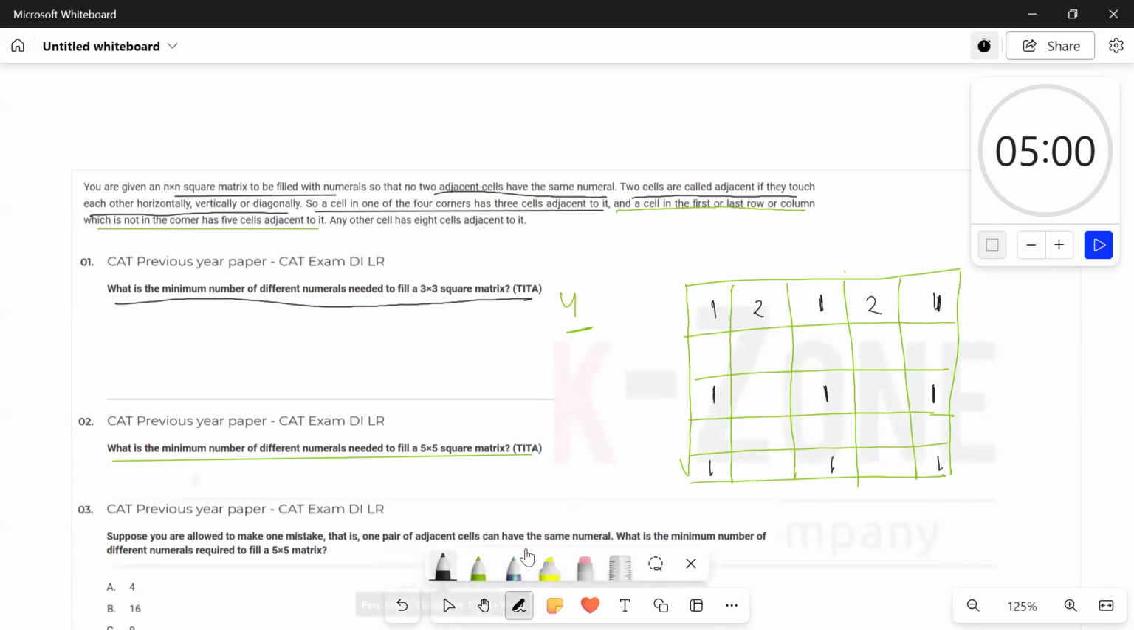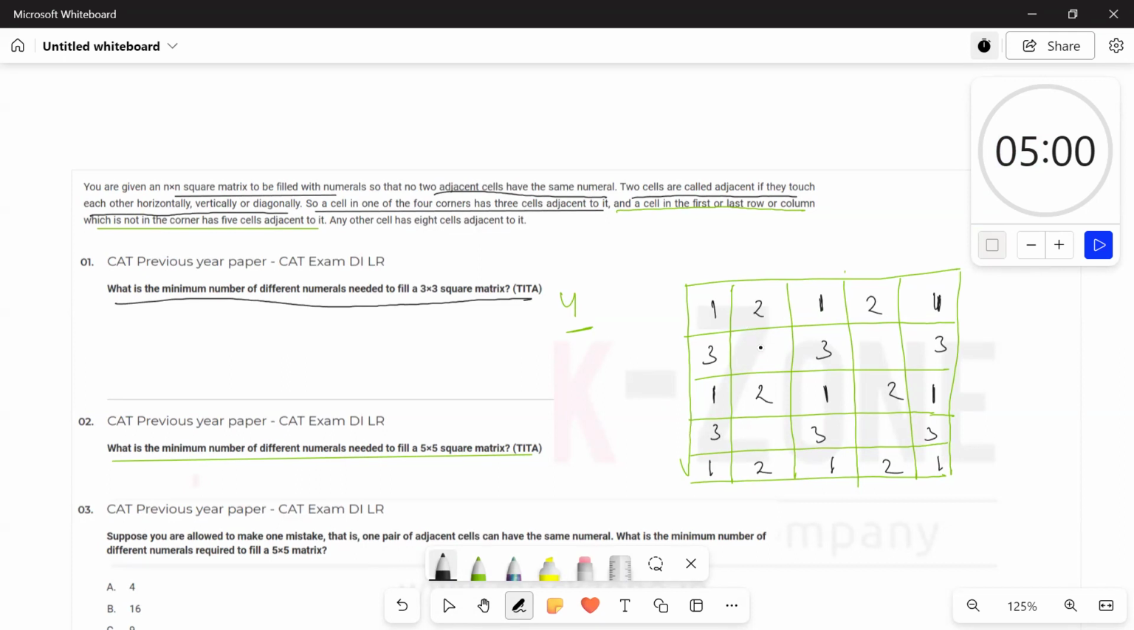Where else can 2 come? 2 can come here, here. Similarly, this entire row cannot have 2s, this and this. Now we'll have to put 3, right? So we can put 3 over here. We can put 3 over here. We can put 3 over here. 3 over here. 3, 3.